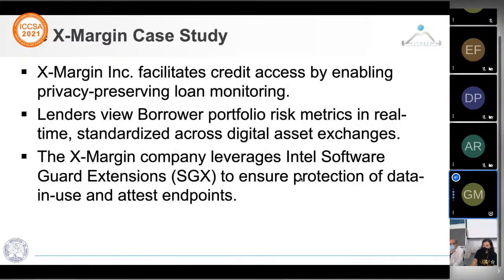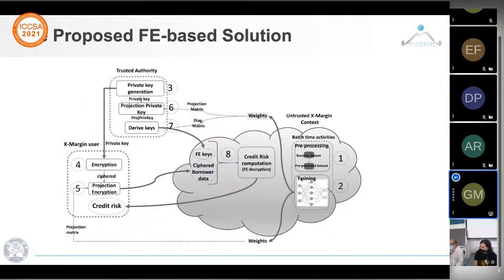So we made these. We used this technology in an infrastructure of the Xmargin company, which is a company that works in the field of crypto credit. And they used SGX, the trusted execution environment of Intel, and they wanted to increase the level of trust of their infrastructure. Our proposed solution was the following.